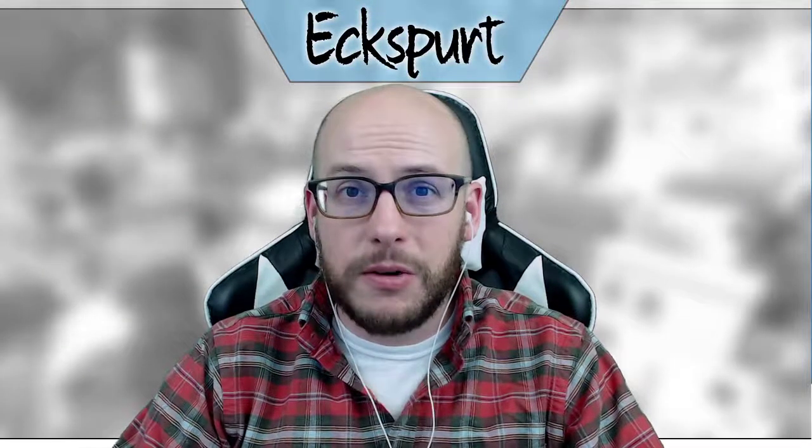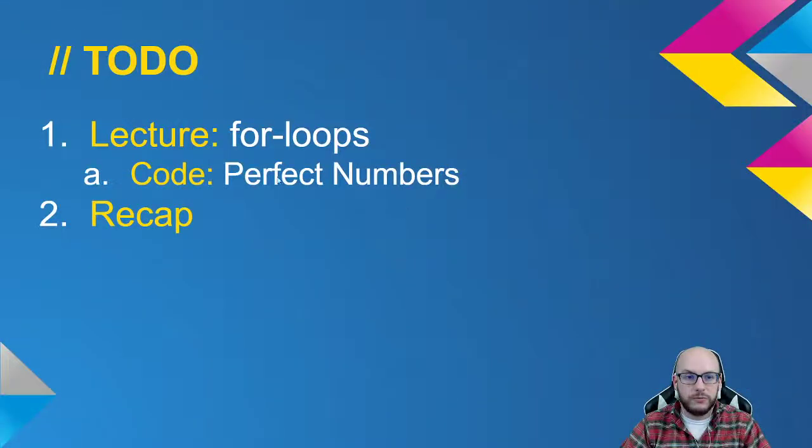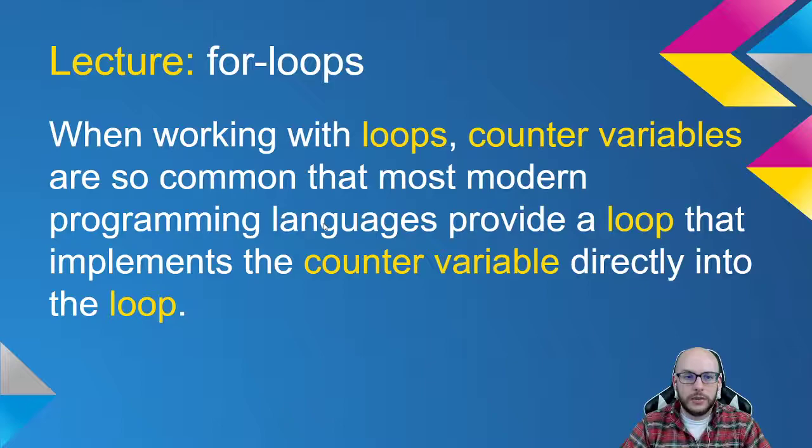All right, we're back, and this unit has been all about loops. Now we're actually transitioning into for loops. We'll do a little coding where we'll code perfect numbers, and then we'll hit a recap.